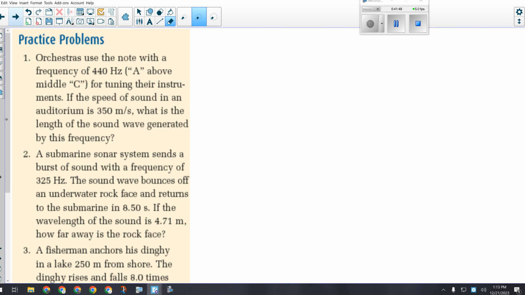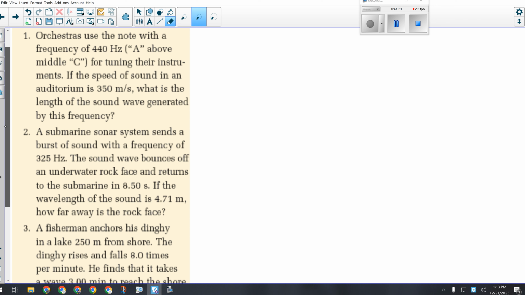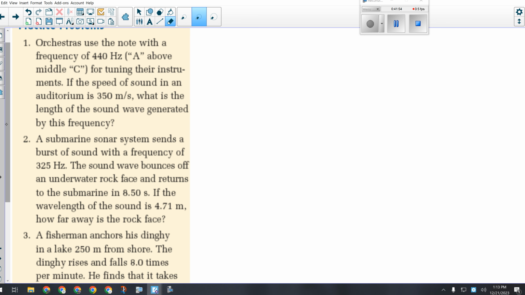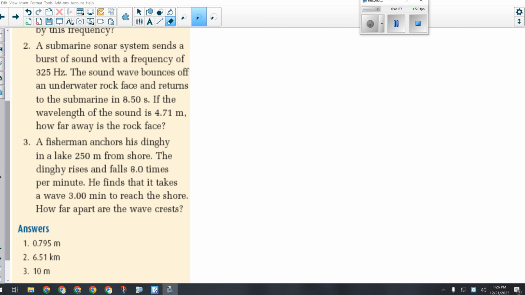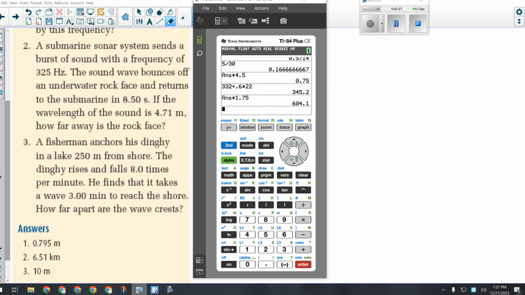Let's have you guys try those two questions first. On number 3, the dinghy is 250 meters from the shore, and it rises and falls 8 times per minute. What can I use that to get? Frequency. It rises and falls, that's a complete cycle, 8 times in a minute. So I'll go 8 divided by 60 to get it in hertz, and my frequency is 0.13 repeating hertz.